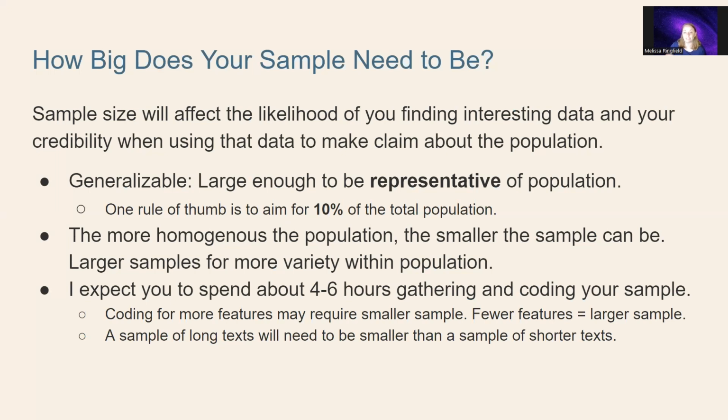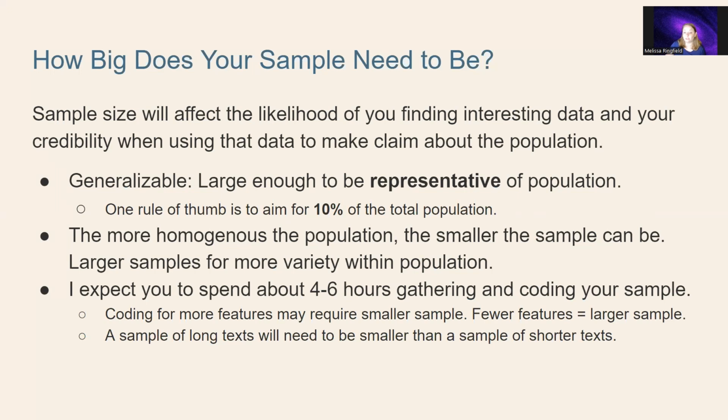One rule of thumb is to aim for about 10% of the total population, but I won't hold you to that for this class. The more homogeneous the population, the smaller the sample can be. You'll need a larger sample for more variety within a population. Ultimately, I expect you to spend about 4 to 6 hours gathering and coding your sample, so that is one factor you should consider in determining sample size.